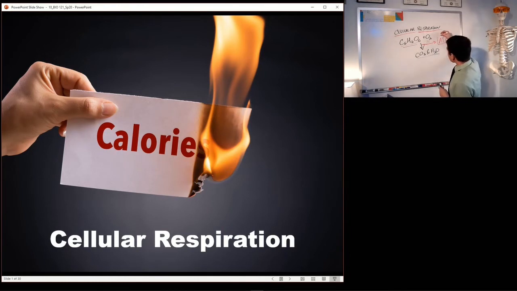ATP gets the name the energy currency of the cell. The energy currency. So that's a pretty good analogy actually to use for how this process works.